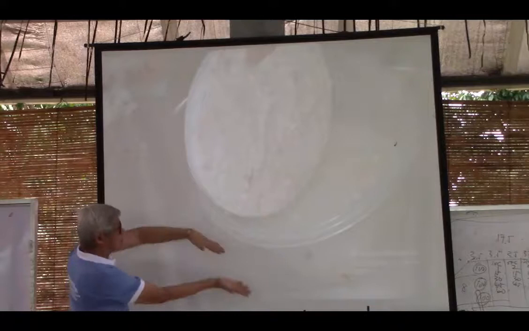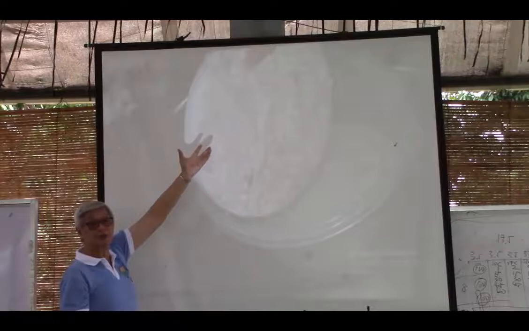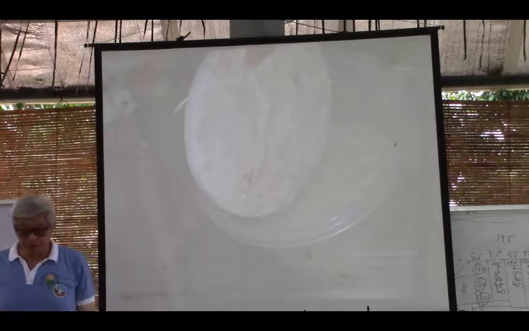This is the whole block of VCO. The oil becomes solidified. So you scrape out some of the cream. Then you break down the oil again, break it into smaller size and put it in the sun again to liquefy so that it will totally separate the cream from the oil.